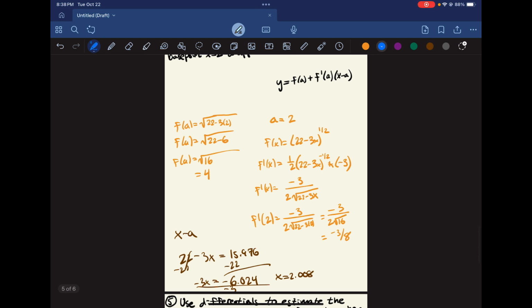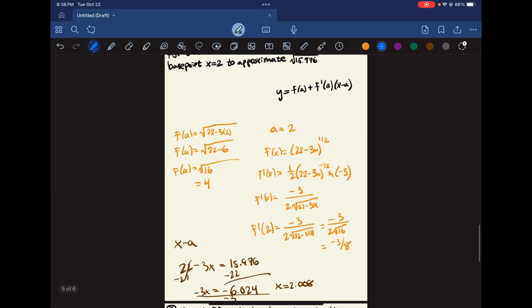So then we plug everything into the formula. Our f of a is, we said, 4, plus f prime of a, so that would be negative 3/8 times our x, which is 2.008, minus our a, which is 2. So that will be our final answer.